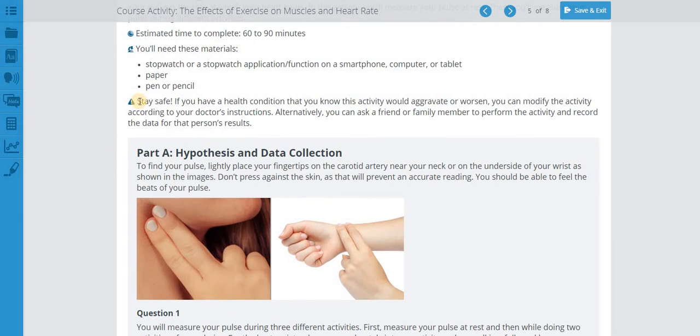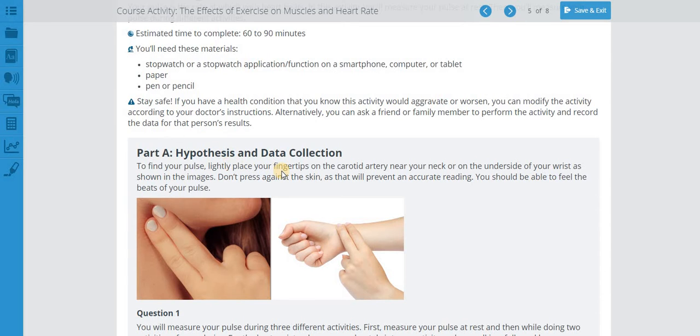So the first rule here is stay safe. If you have a health condition that you know this activity would aggravate or worsen, you can modify the activity by talking to your parents or perhaps your doctor. You can ask a friend or a family member to do the activity for you, and you can record the results from there.